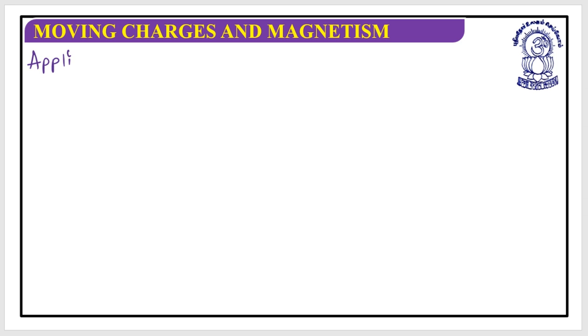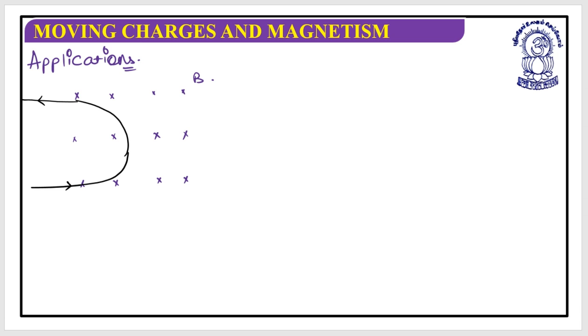Those are the different applications. Let's suppose the situation is that this is magnetic field B, and your charged particle enters like this. So if it enters like this, it will just move half of the circle over here and move back.